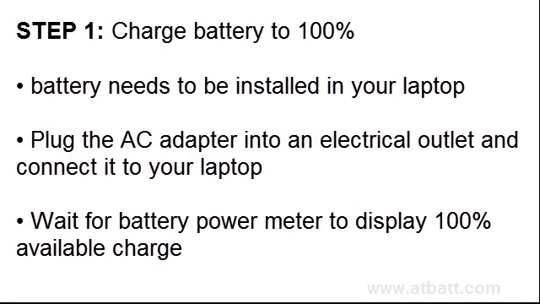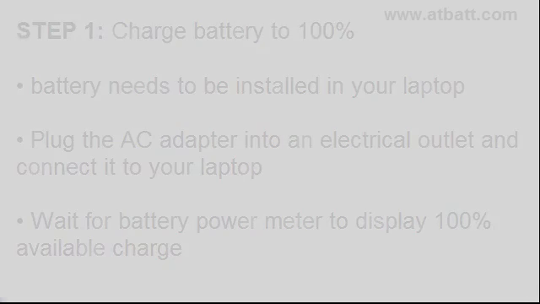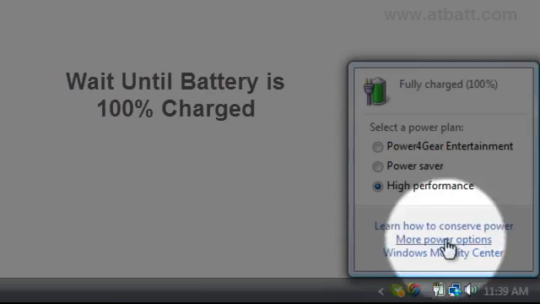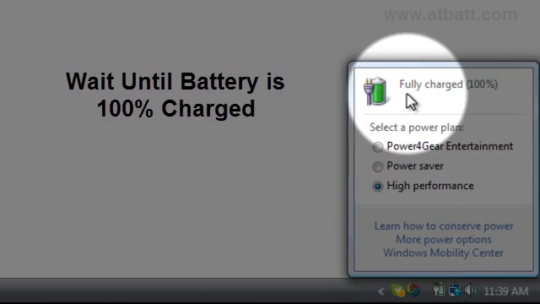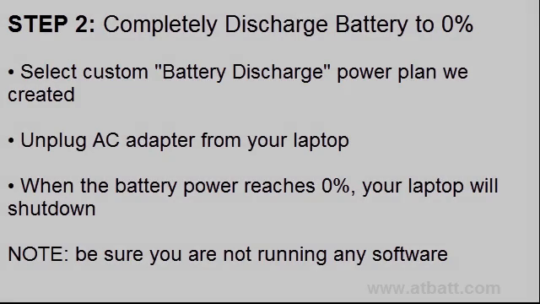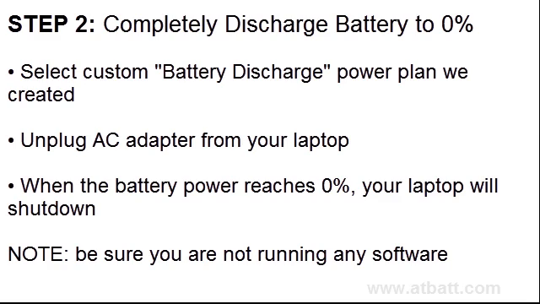To achieve the first step of charging your battery to 100%, it's as simple as taking the AC adapter for your laptop, plugging it into an electrical outlet, and connecting it back to your laptop and waiting until your battery is fully charged. You can verify that your laptop battery is fully charged by taking your mouse cursor and hovering over the power meter icon on the launch pad of your screen and verifying that it says, in fact, 100% available.